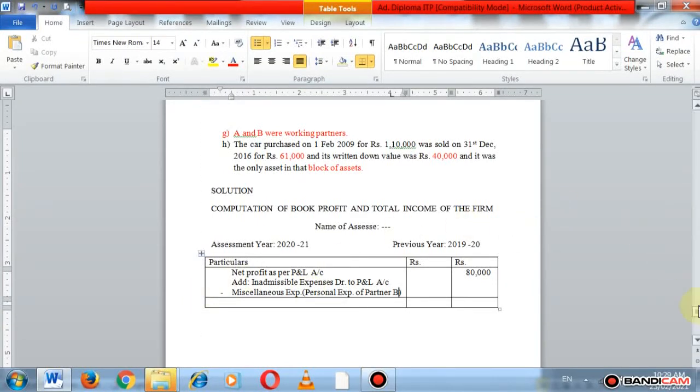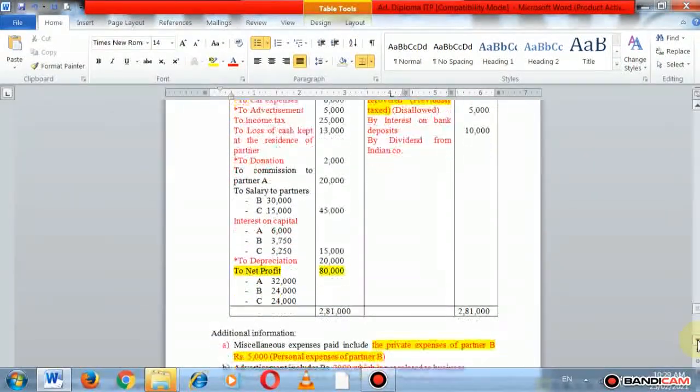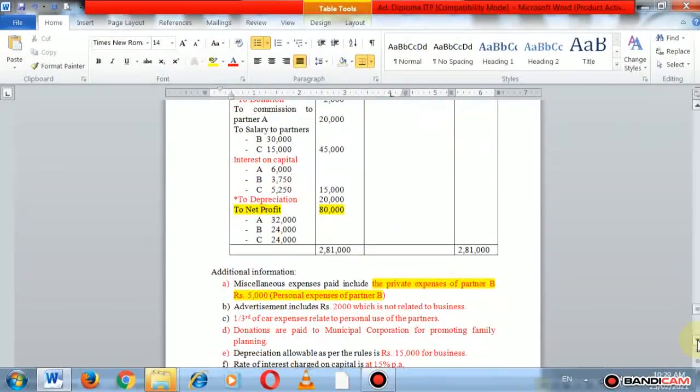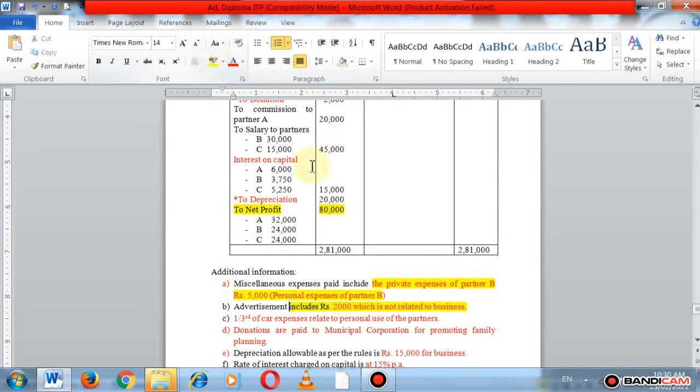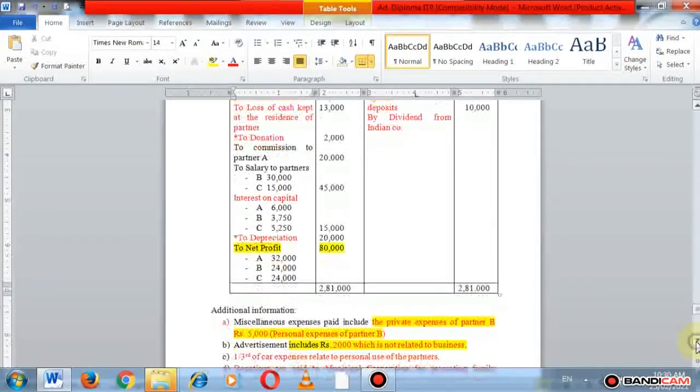Then the second adjustment. The first adjustment we add in net profit. Second adjustment: advertisement includes rupees 2,000 which is not related to business. So this 2,000, which is not related to business, is disallowed. So in advertisement we take this into consideration, so that we highlight the advertisement and also the adjustment.